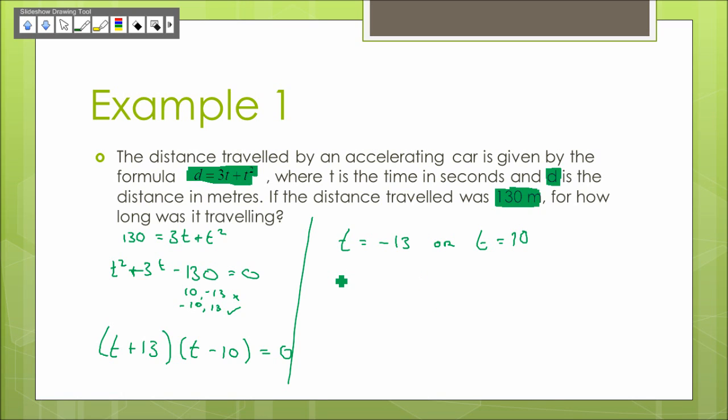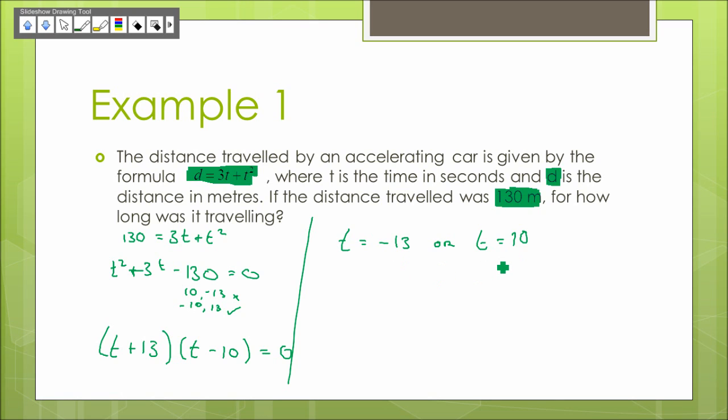Now because these are word problems and are based on real life stuff, we need to make sure that our answer actually makes sense. So let's read the question again. The distance travelled by an accelerating car is given by the formula, where t is the time in seconds and d is the distance in meters. If the distance travelled was 130, for how long was it travelling? So the gist of this question is we're trying to find time. T for time. So looking at our two answers, we've got minus 13 and positive 10.